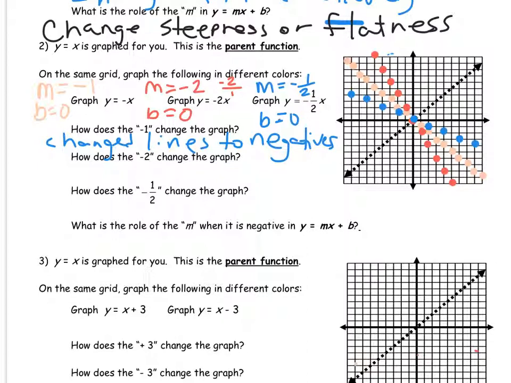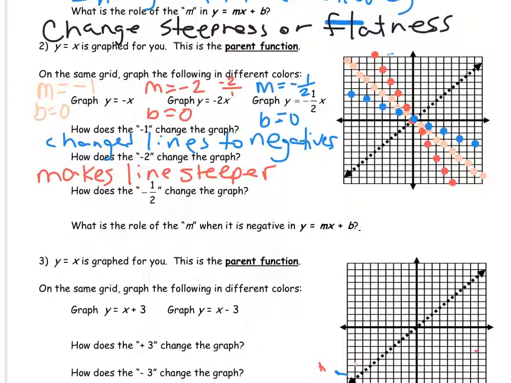So we're going to put makes line steeper. Let's put that in red because it's a red line. So makes line steeper. Okay, and then it asks about the -1/2.